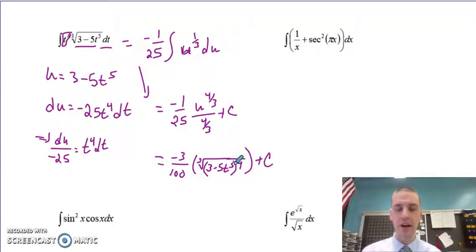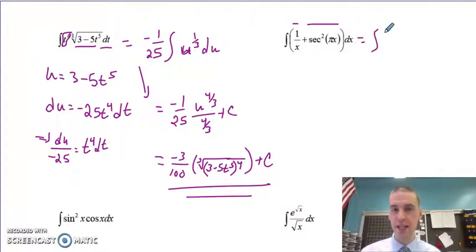That doesn't matter. As long as it's written in correct notation, you're good to go. I put this one in here to make you understand that we have two separate terms. We have this term and we have that term. So you can separate that by saying the integral of 1 over x dx plus the integral of secant squared of pi x dx.